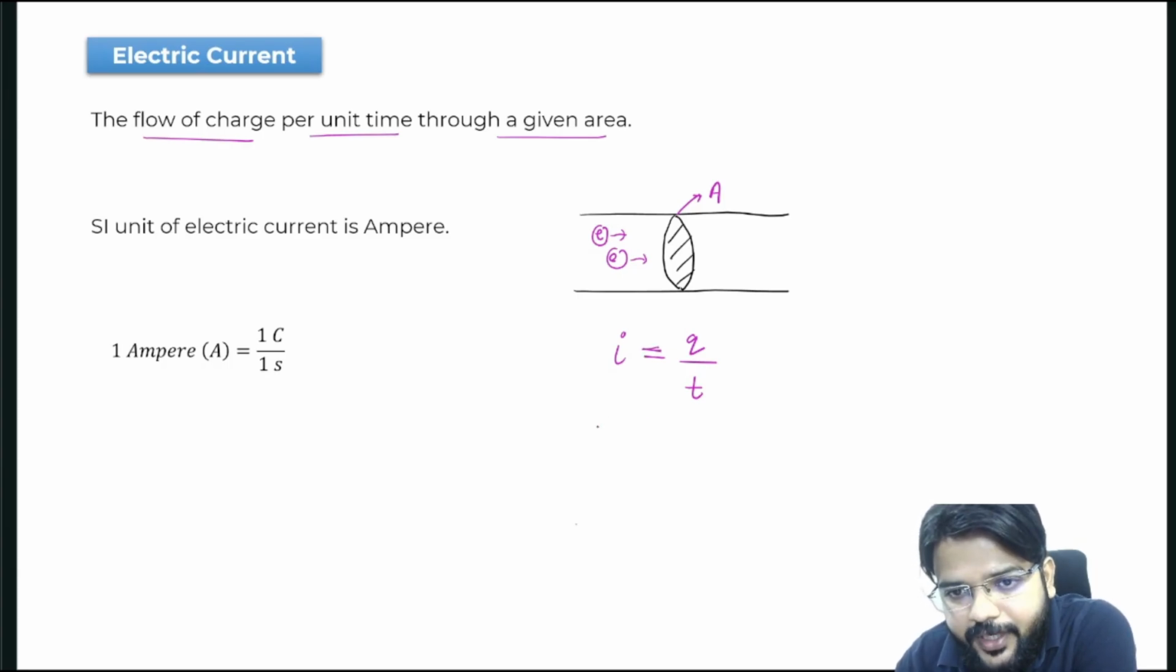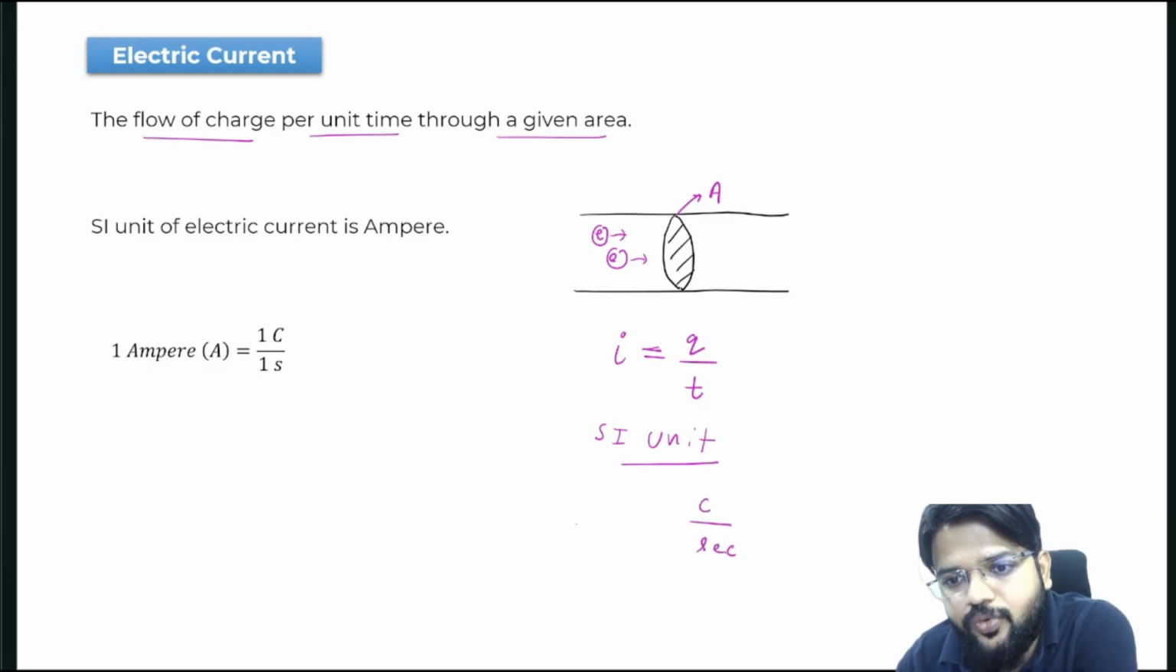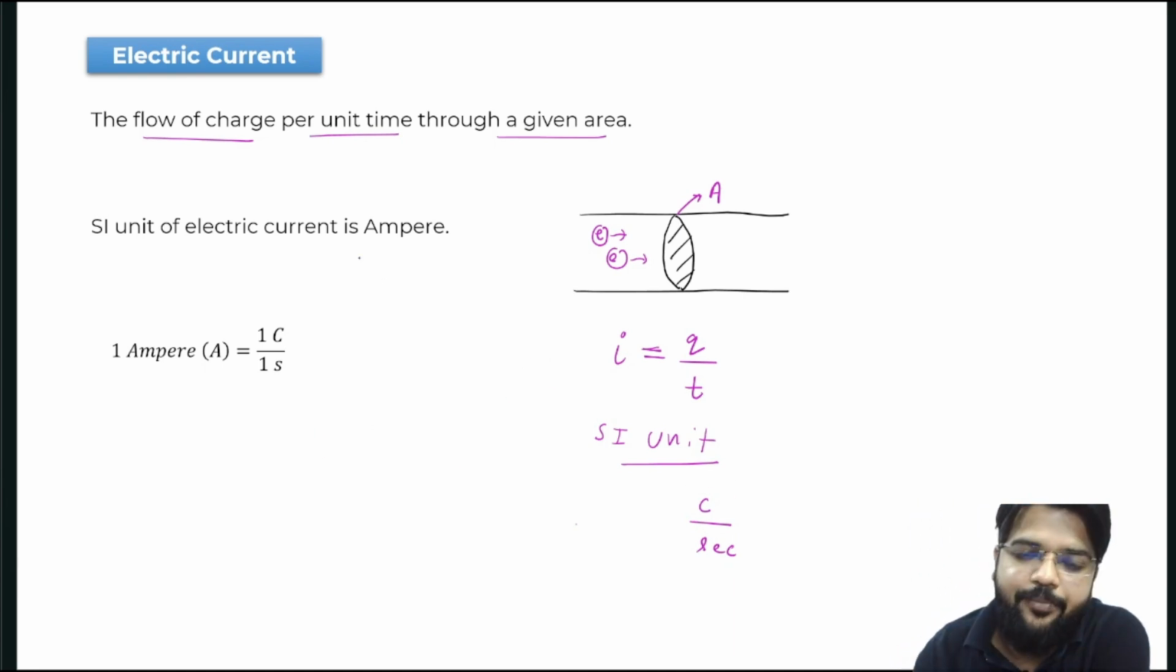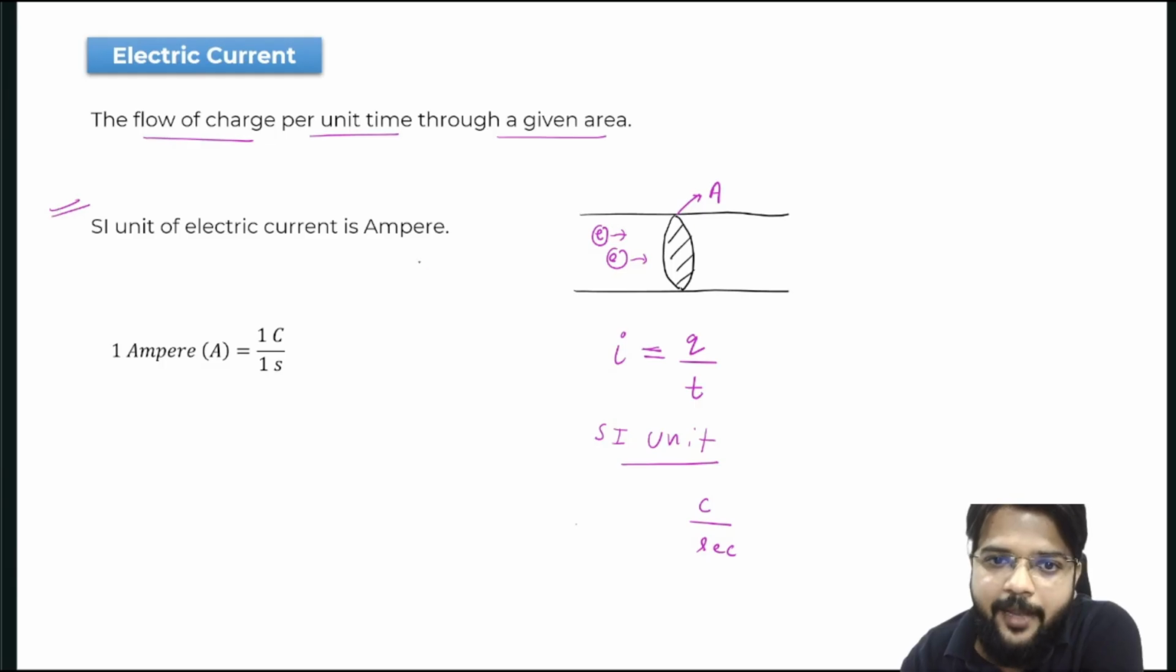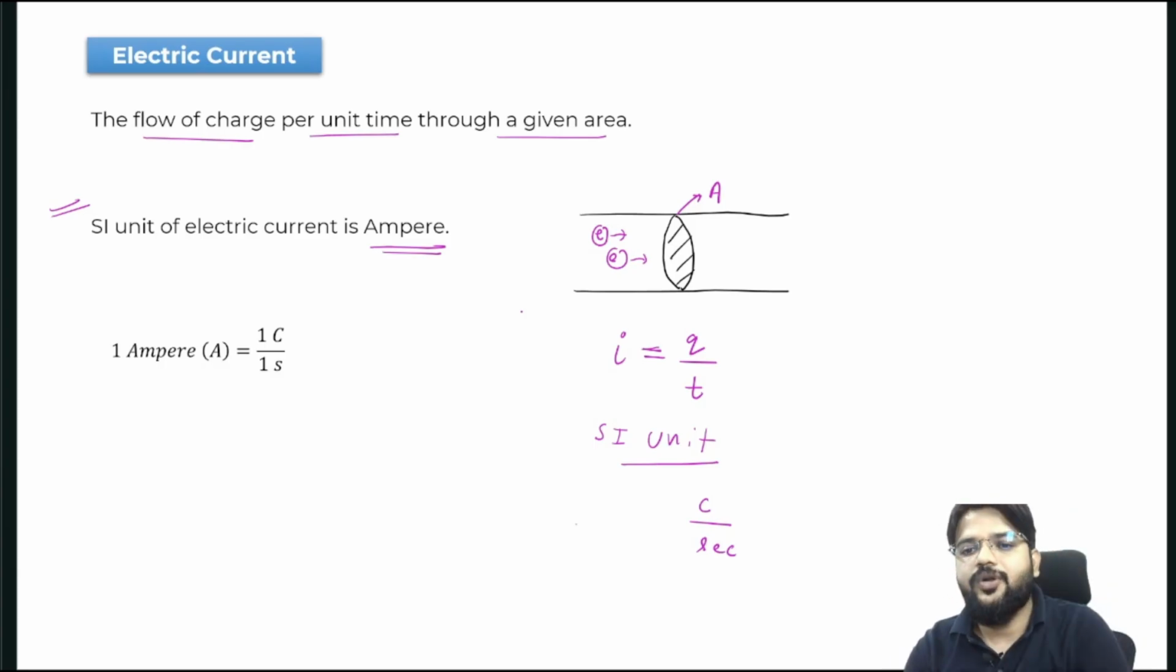If we talk about the SI unit, we know that the SI unit of charge is the coulomb, and of time is the second. So coulomb per second is the SI unit of current, otherwise called ampere. So ampere as well as coulomb per second, both are SI units. Keep this in your mind, everyone. All right, so note down.